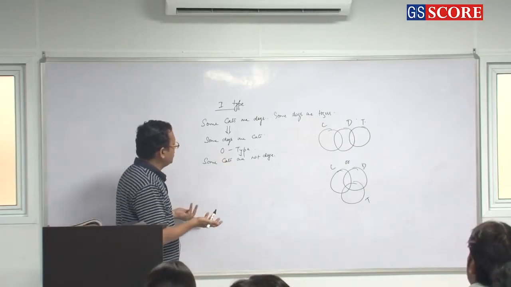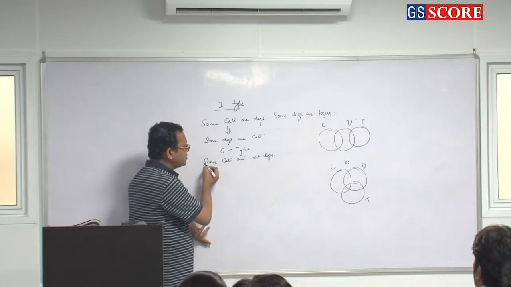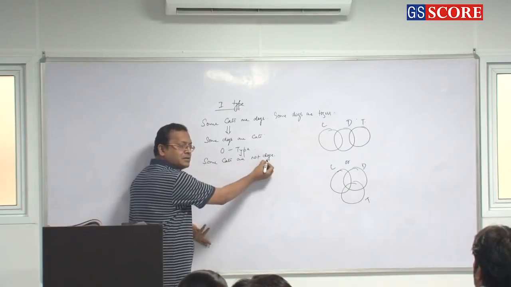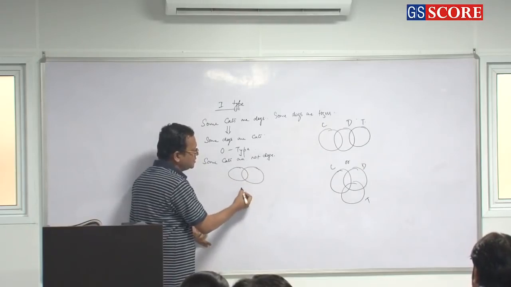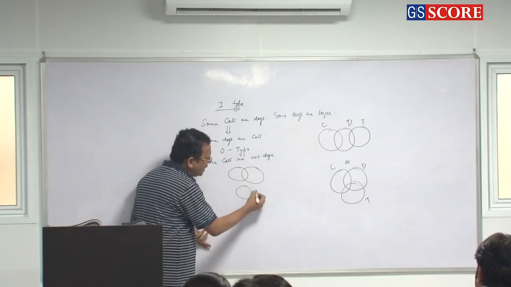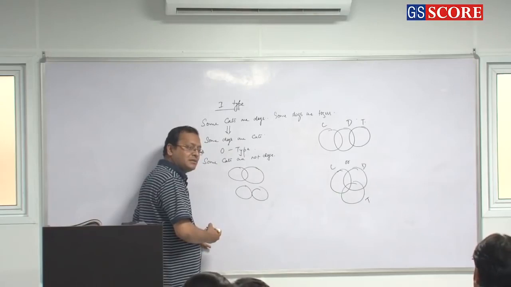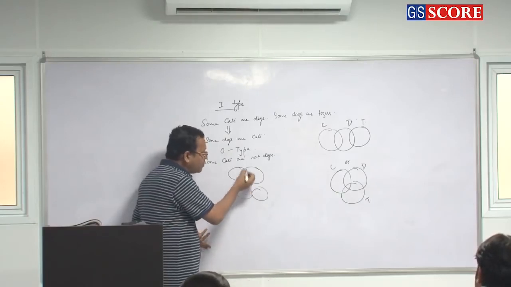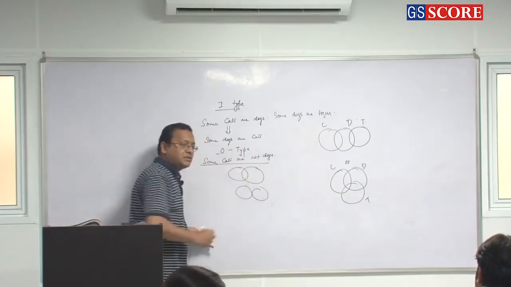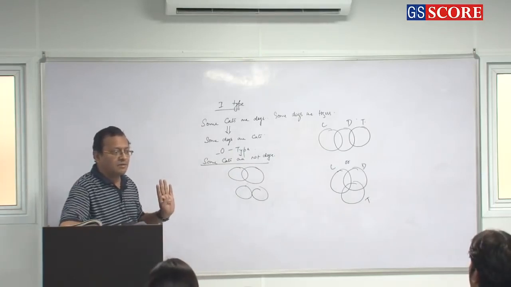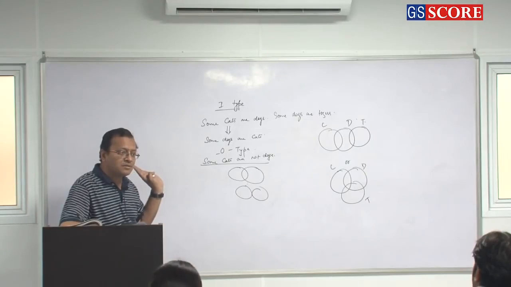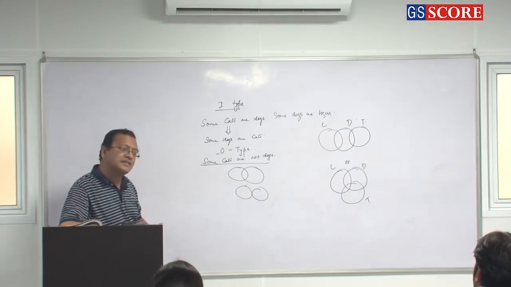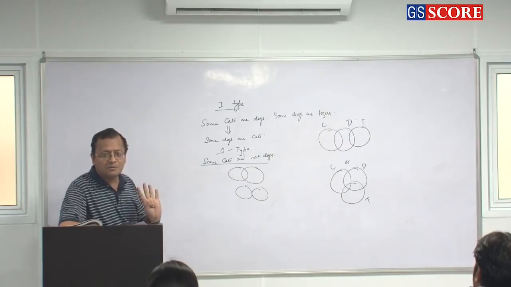O type. There is no such Venn diagram for that. Some cats are not dogs can be like this, and can be like this as well. So nothing follows from an O type proposition. There is no such Venn diagram. Some cats are not dogs. Can we say some not dogs are cats? Some not dogs are not cats? Nothing will follow.